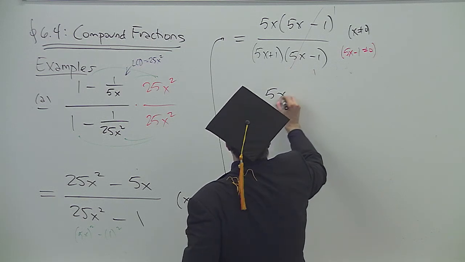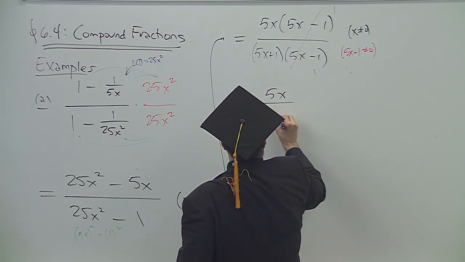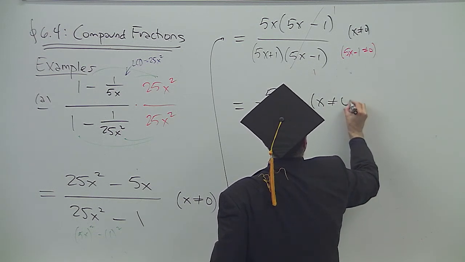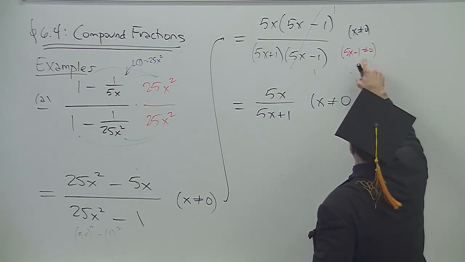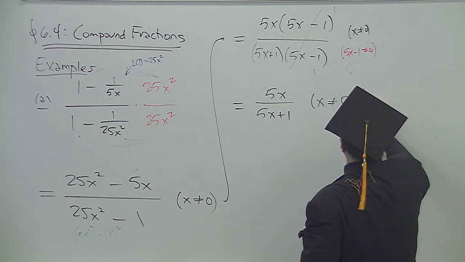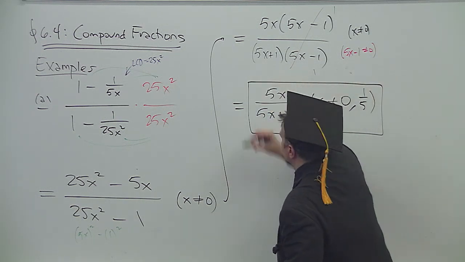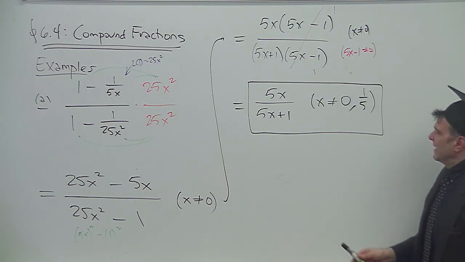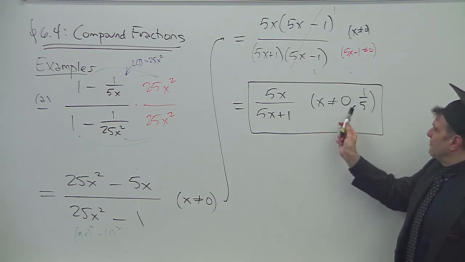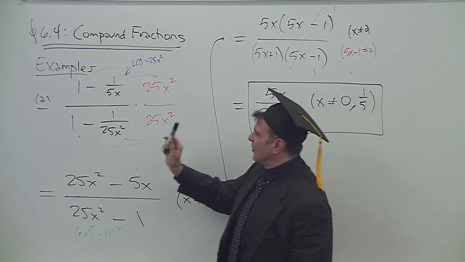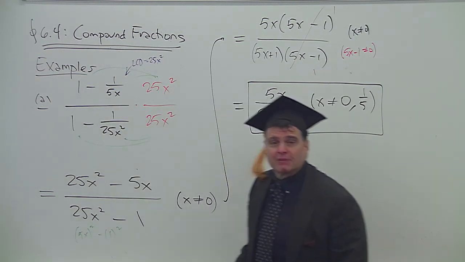Multiplying this out, we get 5x over 5x plus 1. However, x cannot represent 0, nor can x represent 1/5. And if you object that both of these are perfectly good numbers in this expression, my point is that they are not allowed in the original expression.